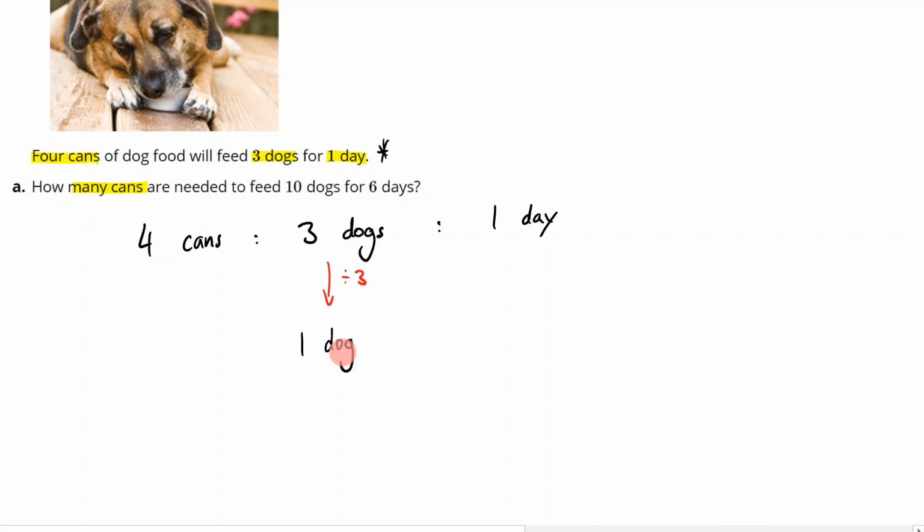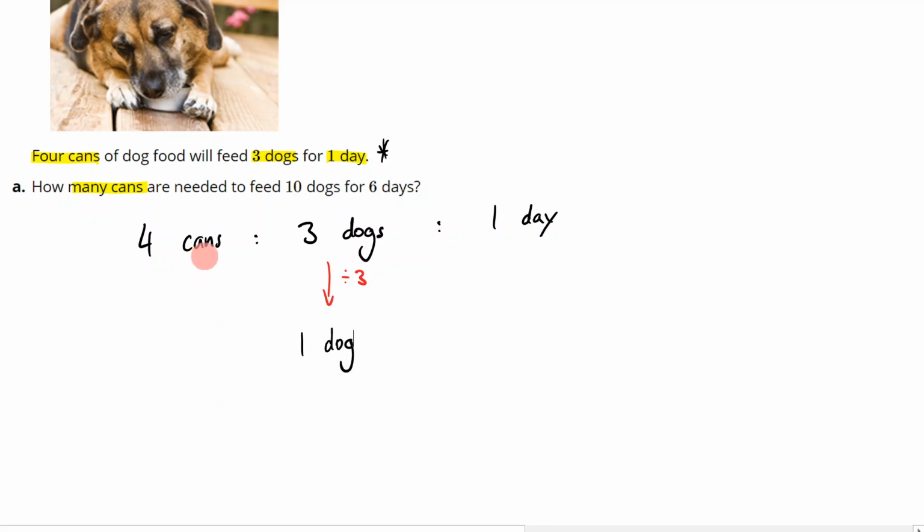Now, here's the important part. Now that I have 1 dog, it's either going to affect the amount of days or it's going to affect the amount of cans. Now, I don't want to change the amount of days yet. And the reason for that is because 1 is really easy to turn into 6. So I just want to leave that for the time being. Rather, the question is asking us to find how many cans. So let's just start altering this one.